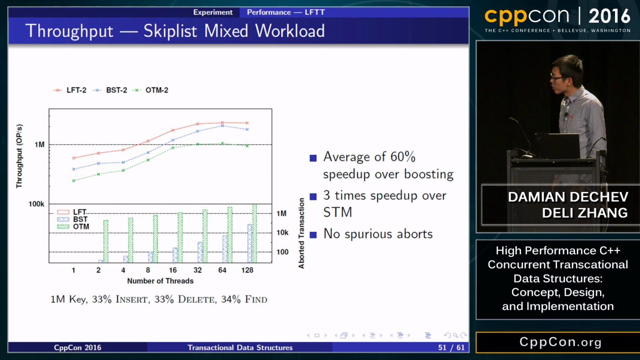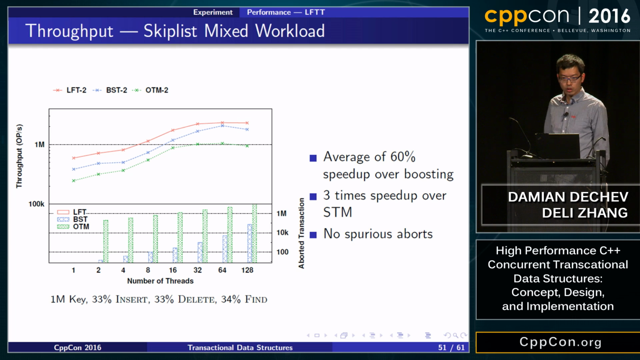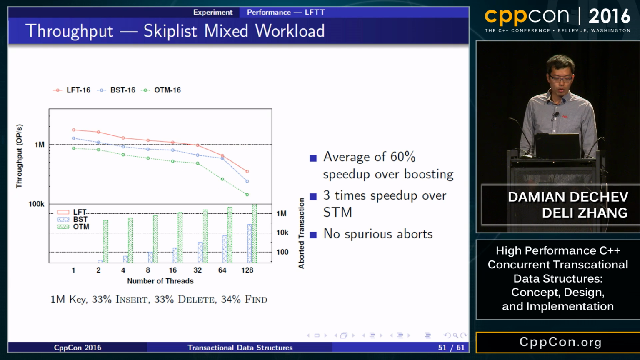In this graph, we show the throughput of the data structures for a mixed workload on the NUMA system with 1 million keys. The higher the throughput, the better. We also append a number to the name of the data structure to indicate the transaction size. So LFTT-2 means log-free transactional transformation with 2 operations per transaction. Overall, the LFTT approach obtained an average of 60% speedup over the boosting approach and 3 times speedup over the STM.